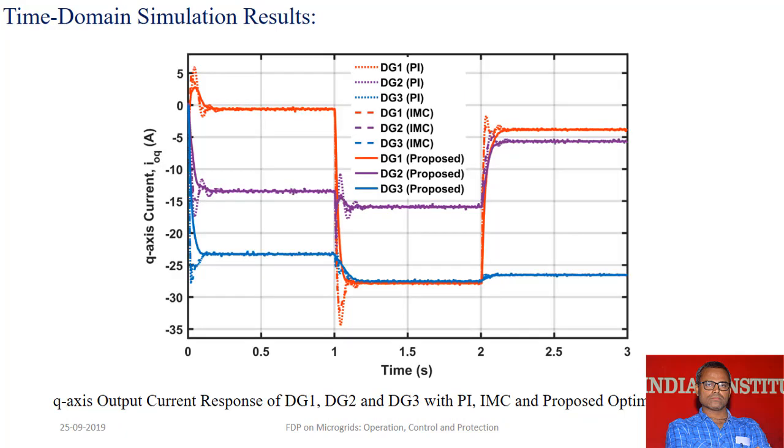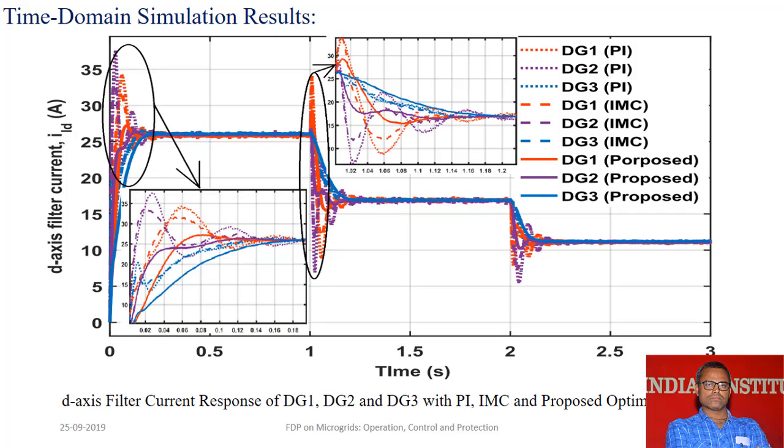Now this is one more, the Q-axis current response for PI, IMC and optimal control. You can see it later in the slides, in the PPT we will share, and you can also see the references. Okay, so this is another, the filter current response for DG1, DG2, DG3, for all the three controllers.